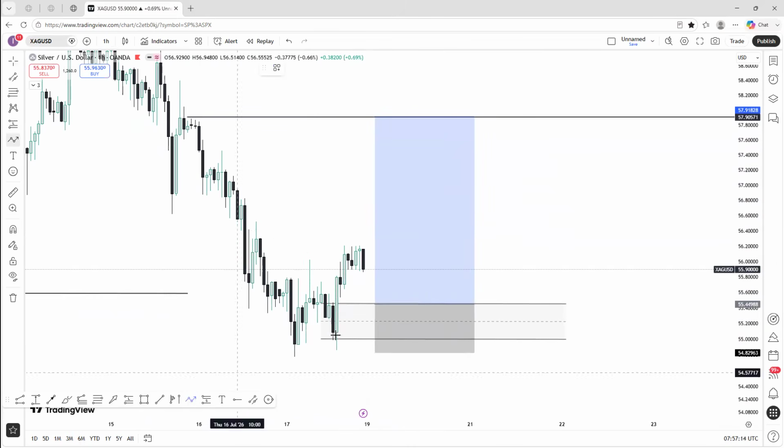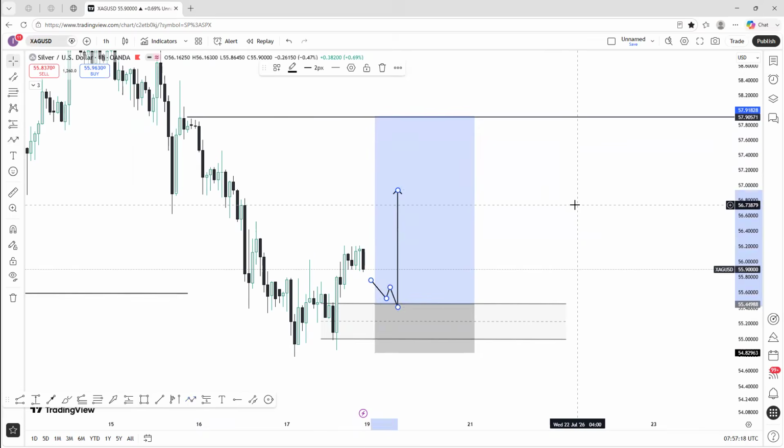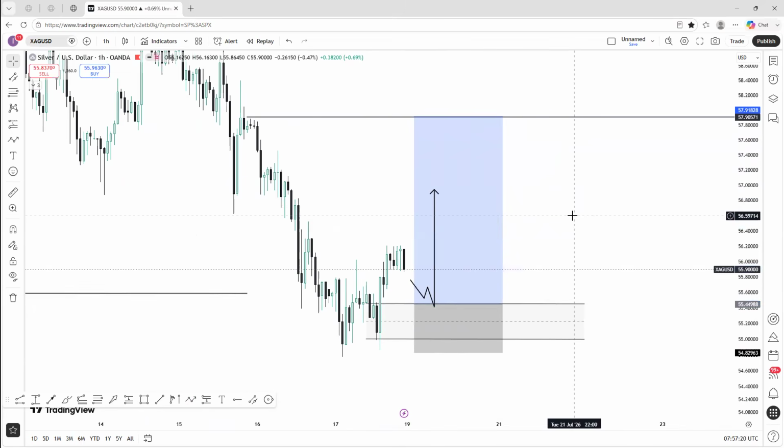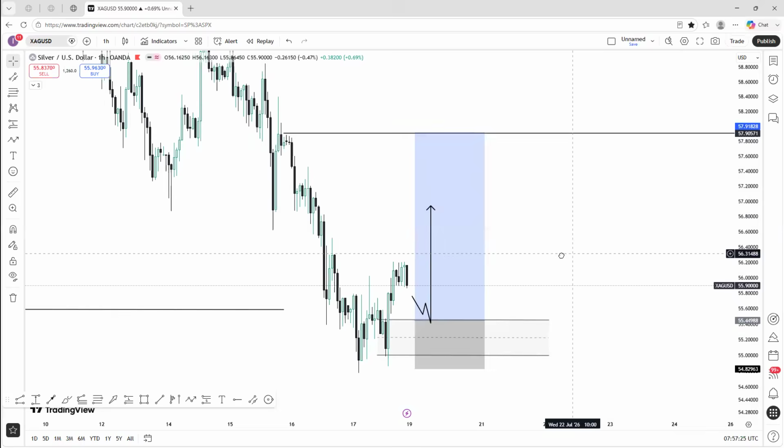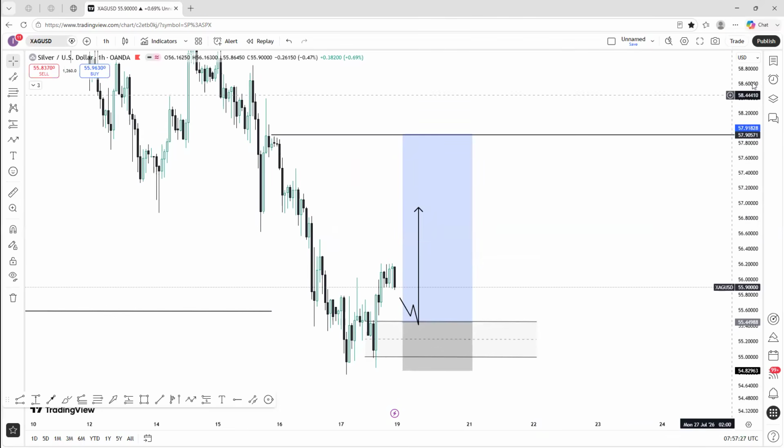To be very clear, do not enter trades without any confirmation. You're supposed to wait for confirmation to execute trades. Okay, so that is it on silver for Monday.